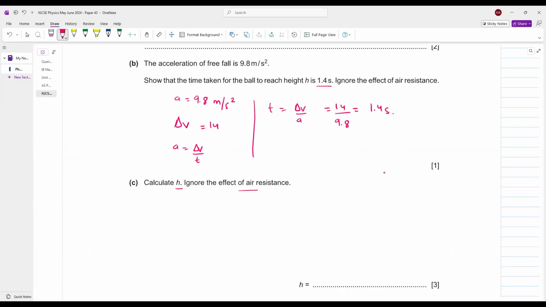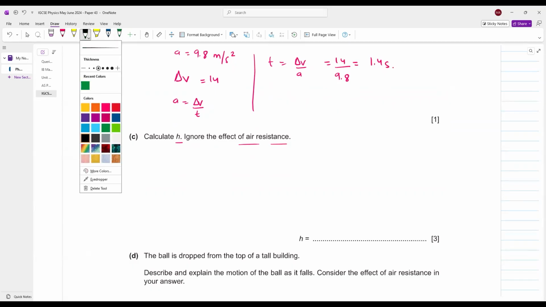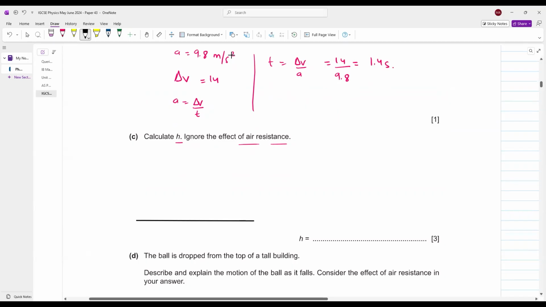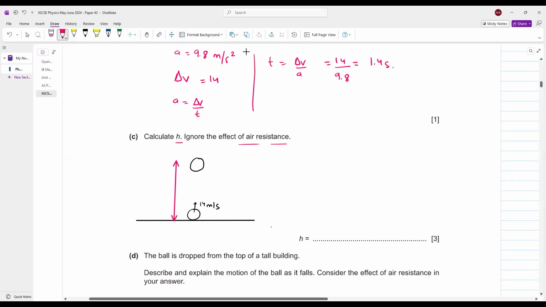Calculate h. Ignore the effects of air resistance. For this, I will have to draw a diagram. Let's say this is your ground, and you are launching a ball with a velocity of 14 meters per second. क्या होगा? As the ball reaches a height of h, it comes to rest. तो let's say हम कह देते हैं ये height h है. At this point, your velocity becomes zero.